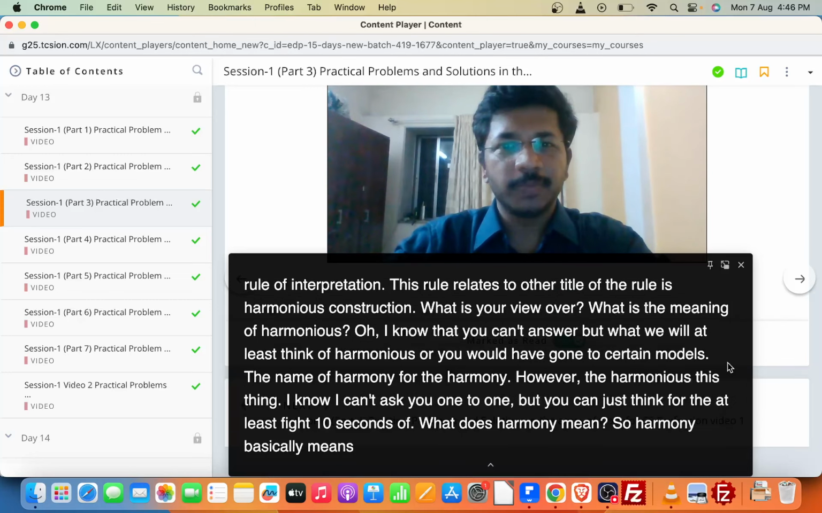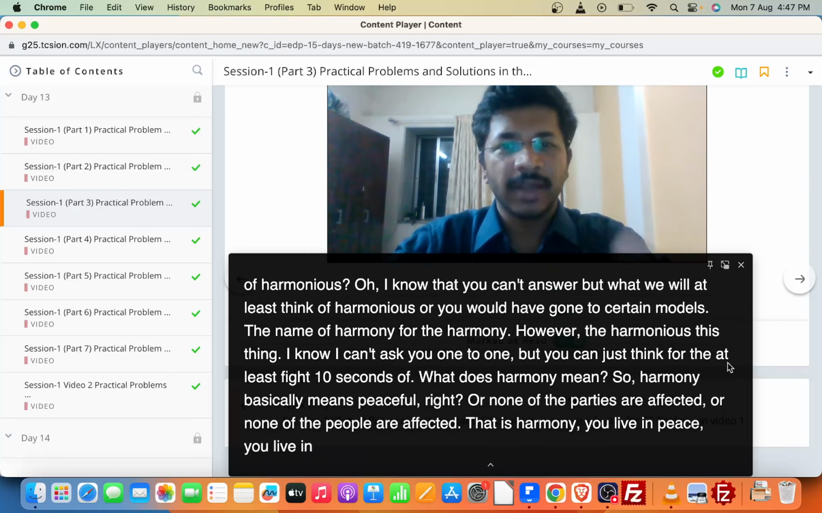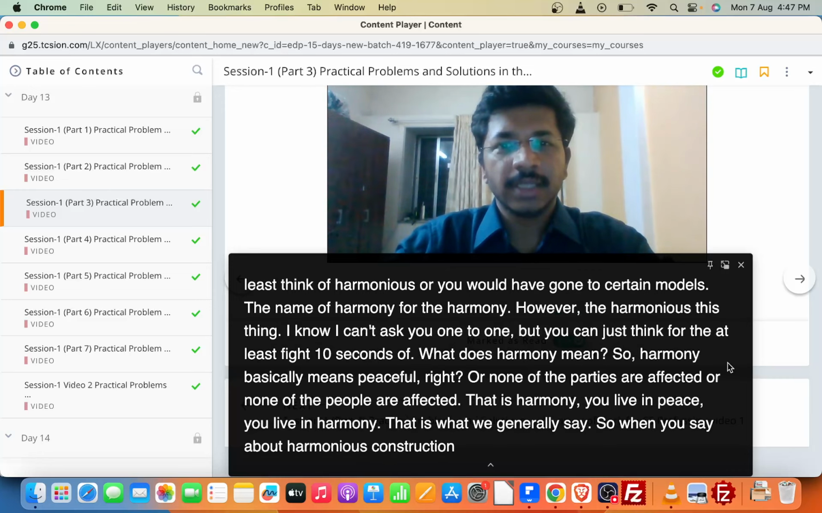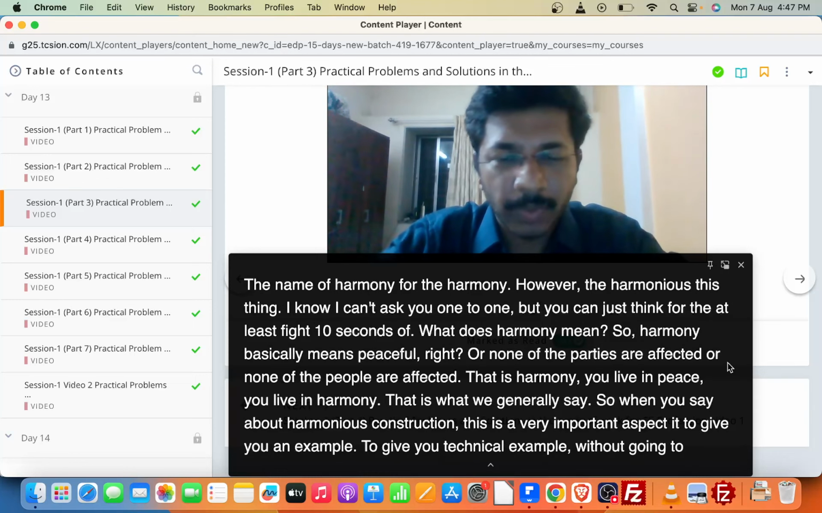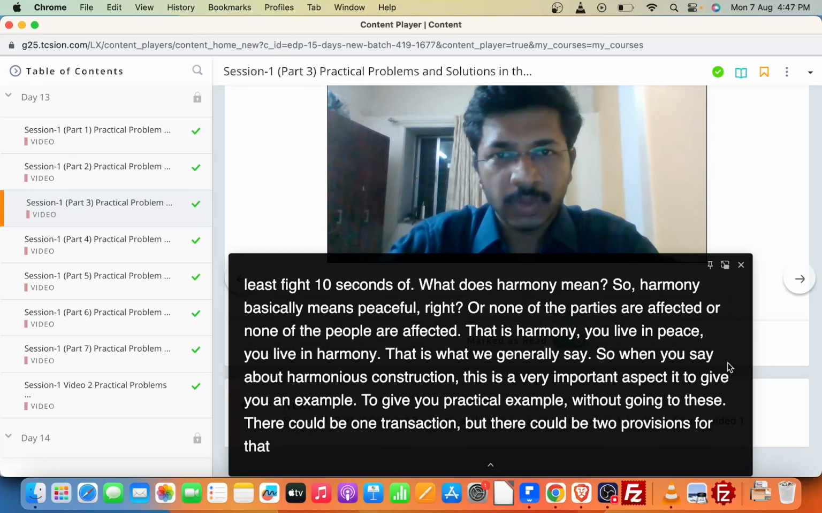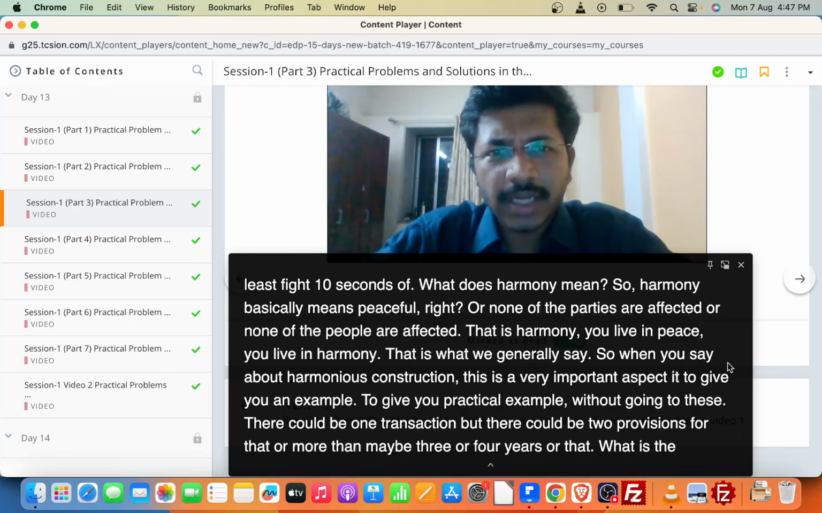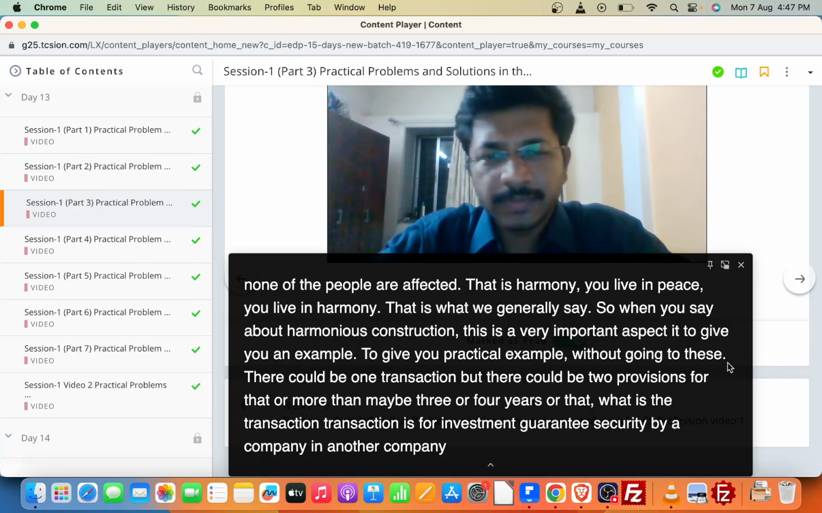So harmony basically means peaceful, right? Or none of the parties are affected, or none of the people are affected. That is harmony. So you live in peace, you live in harmony. That is what we generally say. So when you talk about harmonious construction, this is a very important aspect. To give you a practical example without going to the provisions, there could be one transaction, but there could be two provisions for that, or more than that, maybe three or four provisions for that. So what is a transaction? Transaction is for investment, guarantee, security by a company in another company or to another company.